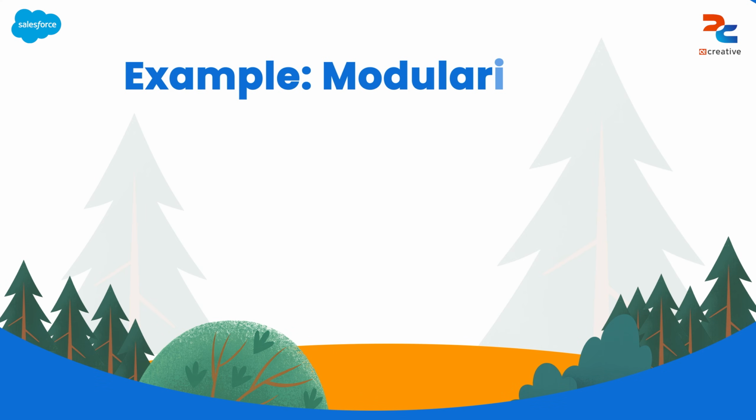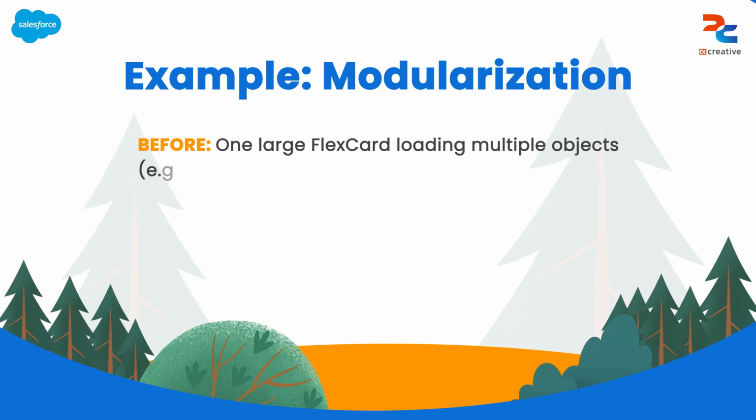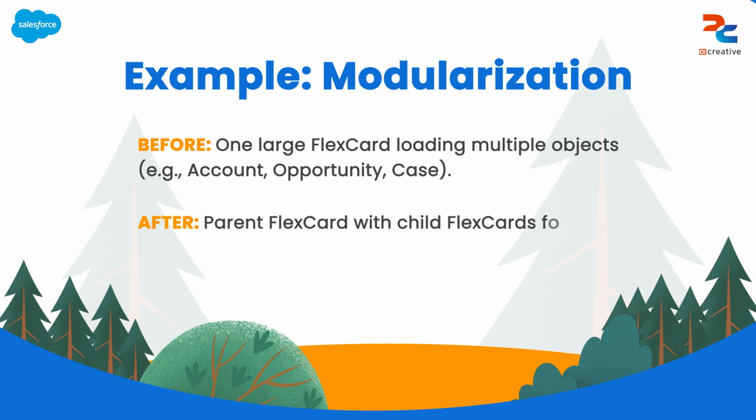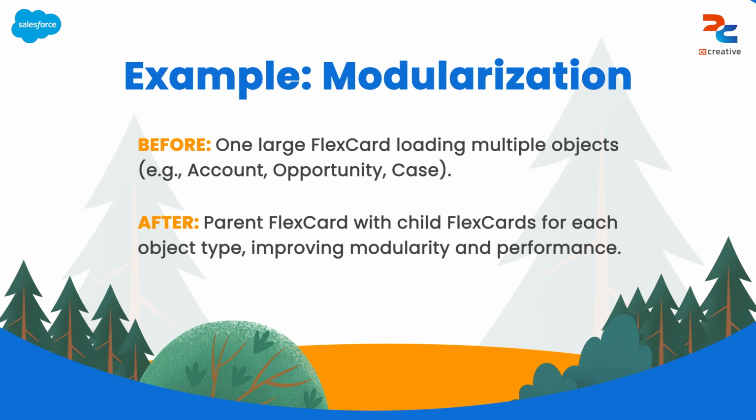And let's take an example case where imagine you have a large Flexcard that loads account, opportunity, and case data in one go. This can become difficult to maintain and perform poorly when the data grows. Instead, create a parent Flexcard that includes 3 child Flexcards, one for each data type. Each child Flexcard fetches its own data, making the entire system more modular and performant.